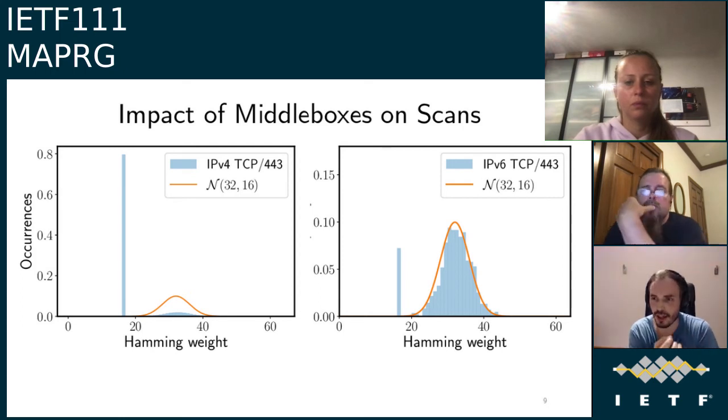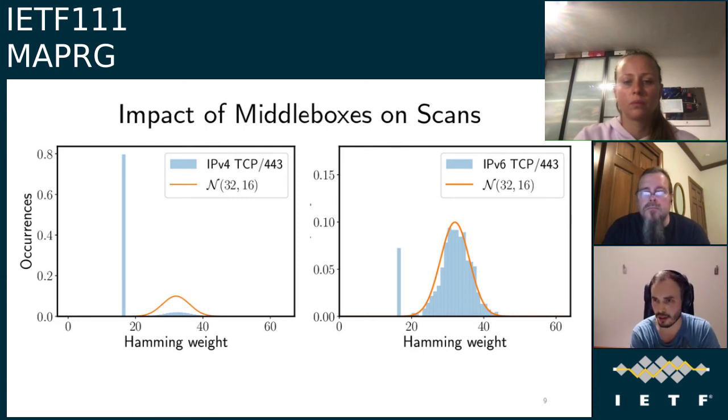So in order to understand whether those hosts actually responded with their own MPTCP key and whether that key was chosen at random, we analyzed the randomness of the keys that we received back. And if all of the keys were chosen at random, they would follow a normal distribution, and this normal distribution is shown in these plots as the orange line.